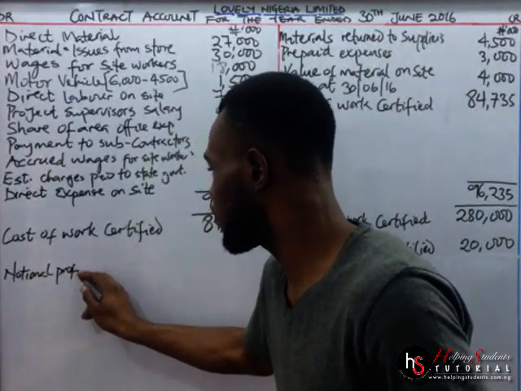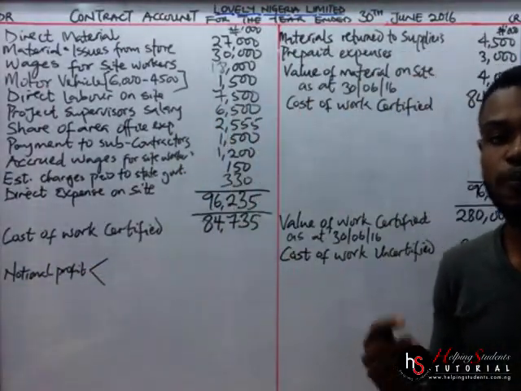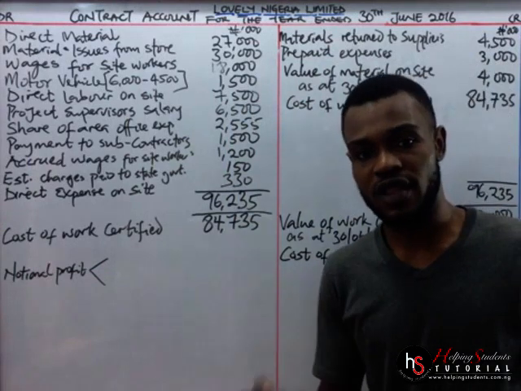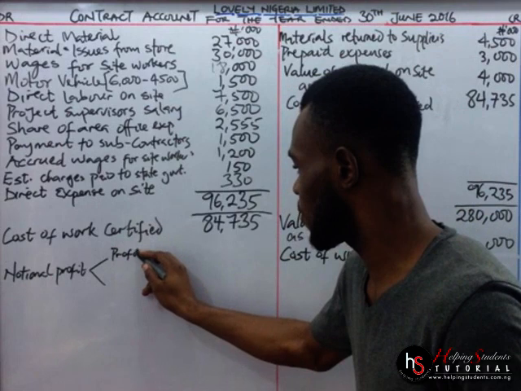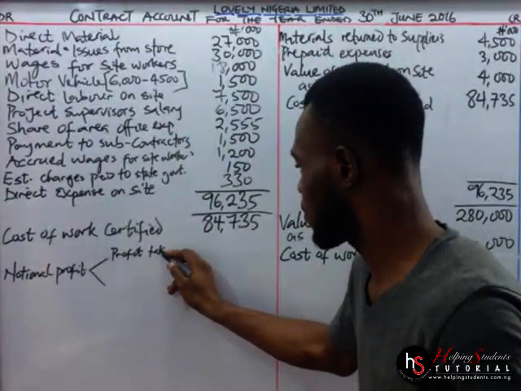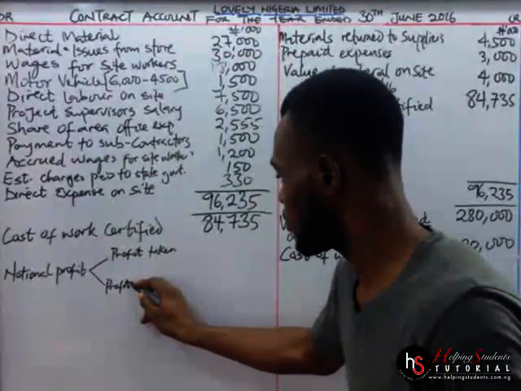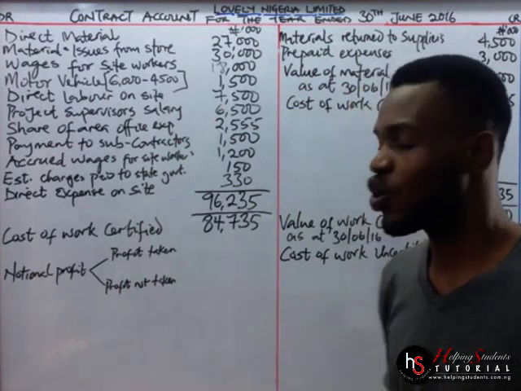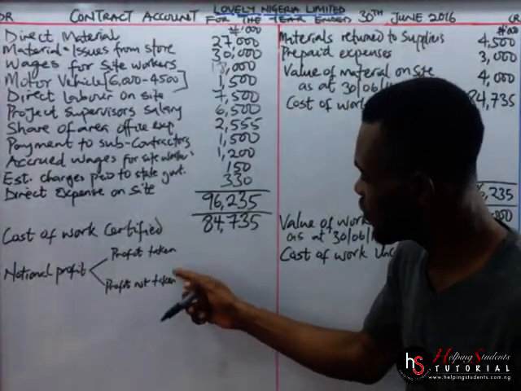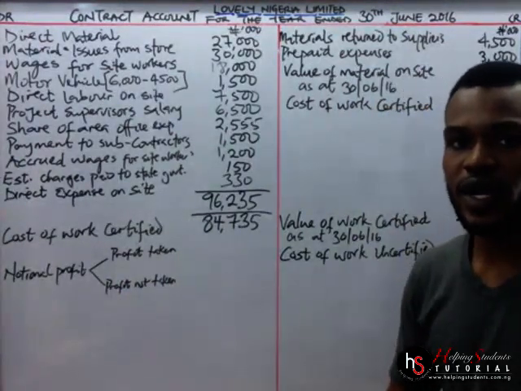And for the notional profits, we are going to consider two values, isn't it? I told us profit taken and profit not taken, all right? So we have profit taken here. Then profit not taken. And remember I told us earlier that the addition of these two values will give us what? The notional profit. But how do we get this value?